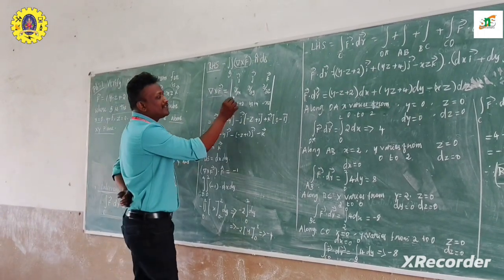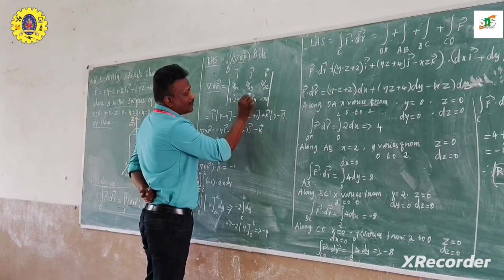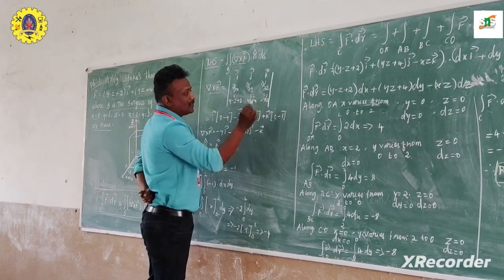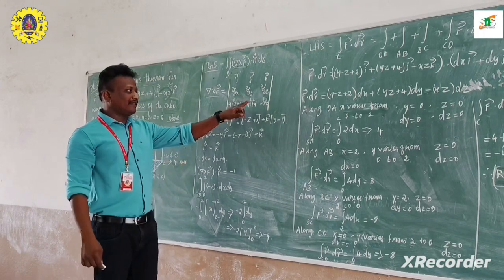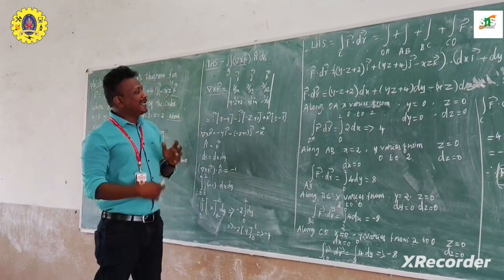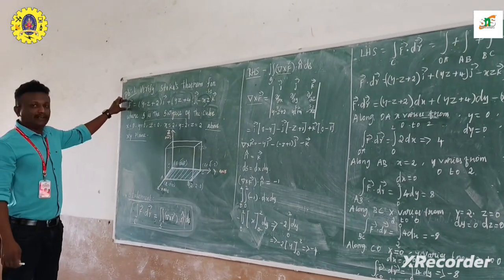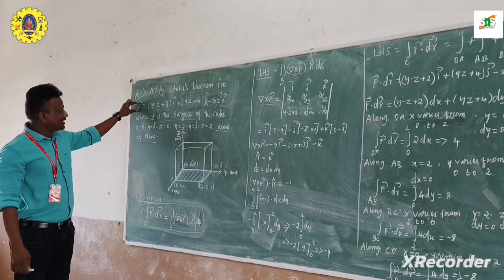Which is nothing but the F component. Here F1, F2, then F3. You have to write what is F1, what is F2, and what is F3. Understand that? That can be taken from the capital F, that means your main F vector. Understand that? This is my F vector.